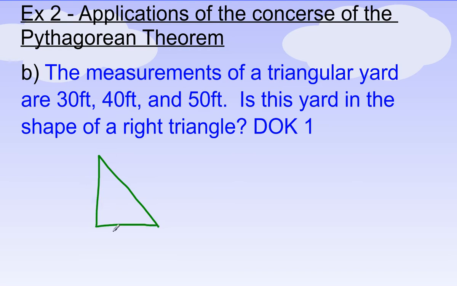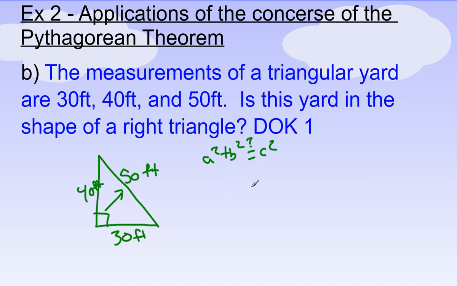So we've got 30, 40, 50. I made sure the 50 is on the long side across from what I think might be the right angle. And I guess I could throw my labels in there. Feet, feet, and feet. To check if it is a right triangle, we have to use this Pythagorean theorem. And so I'll do our a squared plus b squared equals c squared. And actually, if you're not sure, you can make a little question mark above the equal sign. I don't know if it's equal.